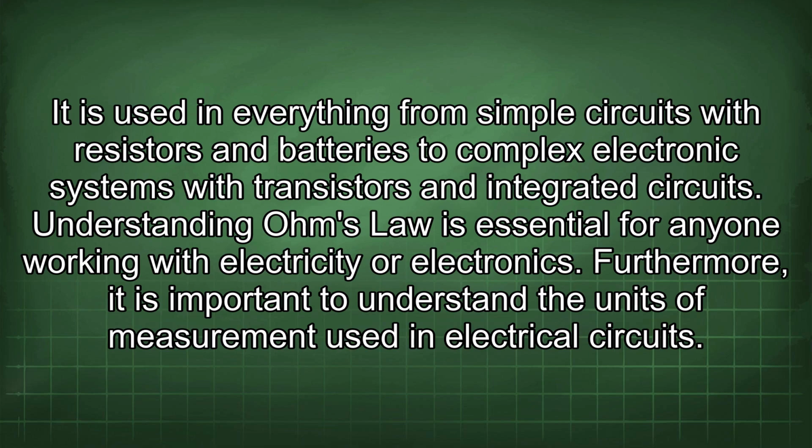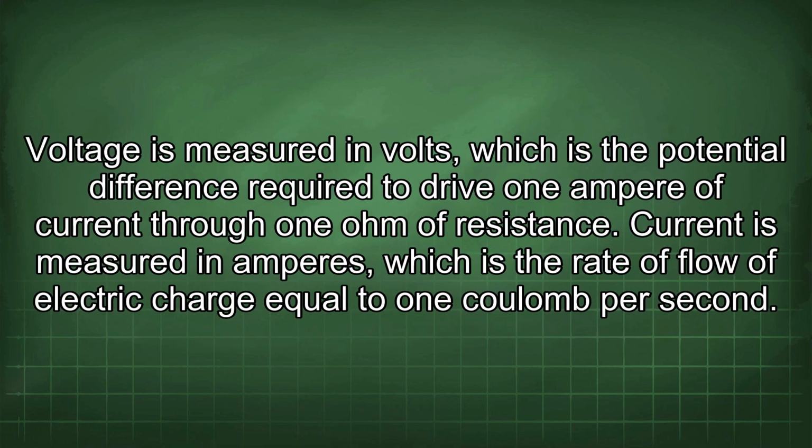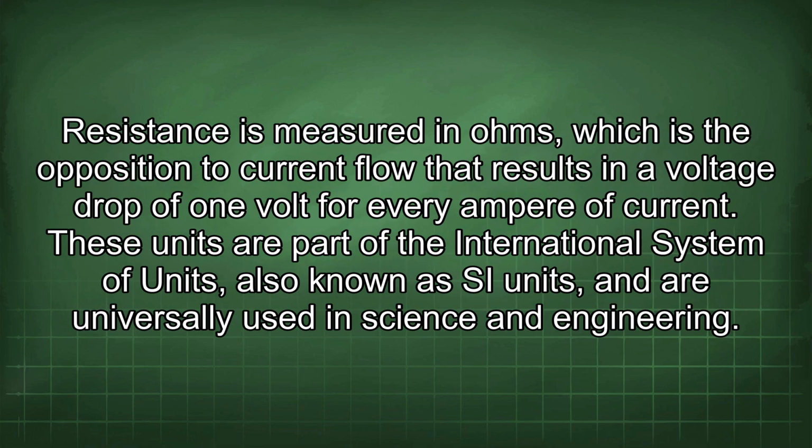Furthermore, it is important to understand the units of measurement used in electrical circuits. Voltage is measured in volts, which is the potential difference required to drive 1 ampere of current through 1 ohm of resistance. Current is measured in amperes, which is the rate of flow of electric charge equal to 1 coulomb per second. Resistance is measured in ohms, which is the opposition to current flow that results in a voltage drop of 1 volt for every ampere of current. These units are part of the International System of Units, also known as SI units, and are universally used in science and engineering.